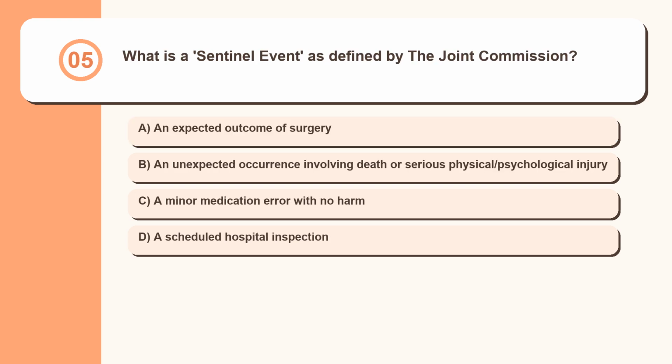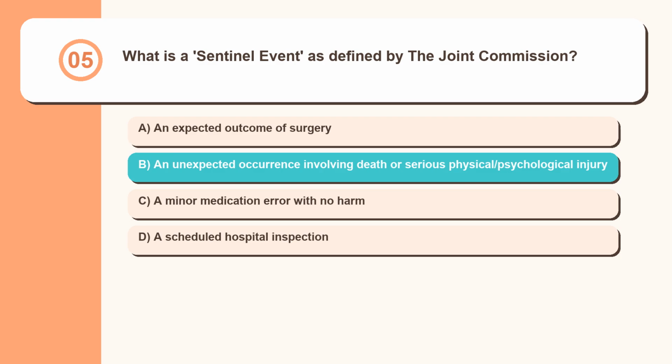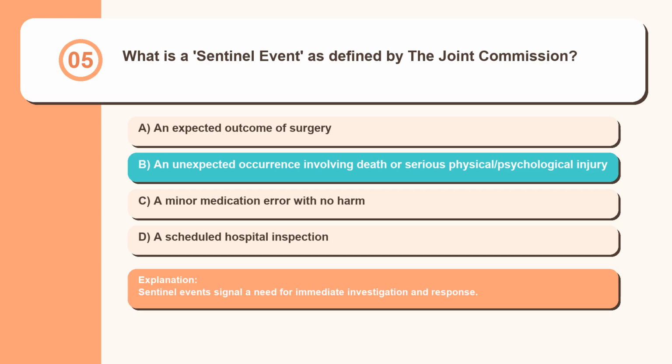Question 5. What is a sentinel event as defined by the Joint Commission? An expected outcome of surgery, an unexpected occurrence involving death or serious physical or psychological injury, a minor medication error with no harm, a scheduled hospital inspection. Sentinel events signal a need for immediate investigation and response.